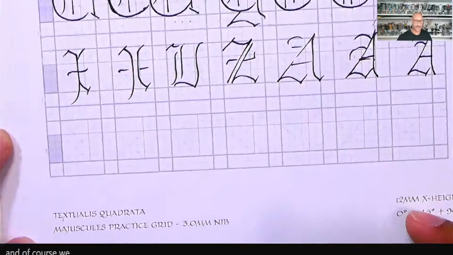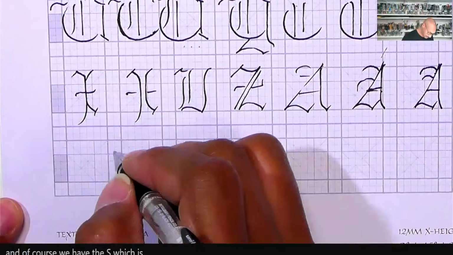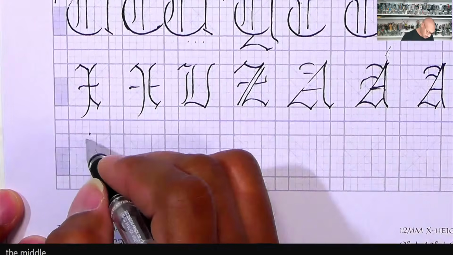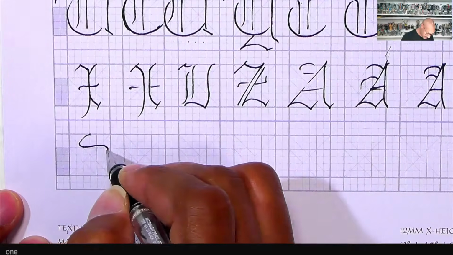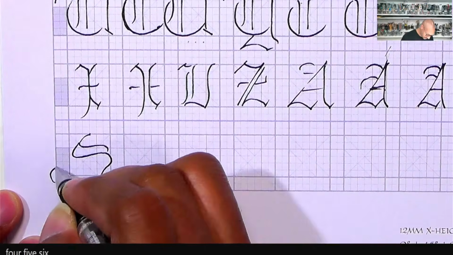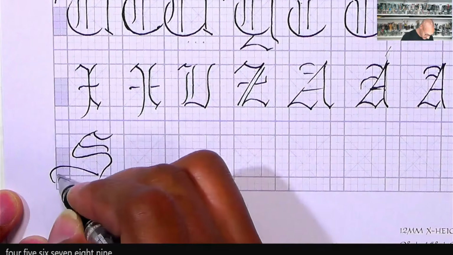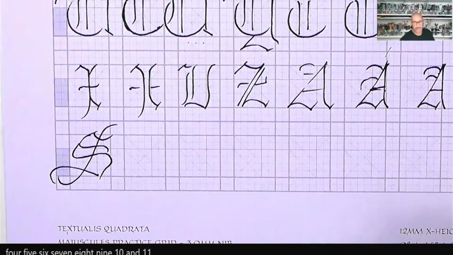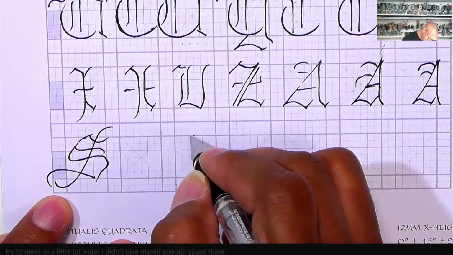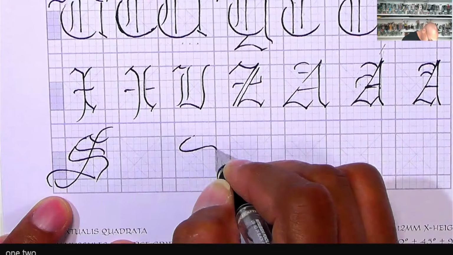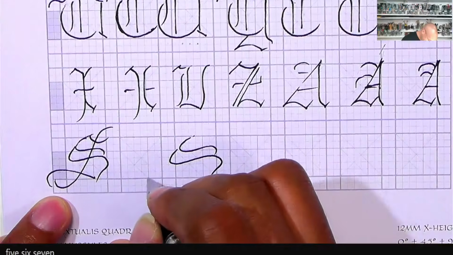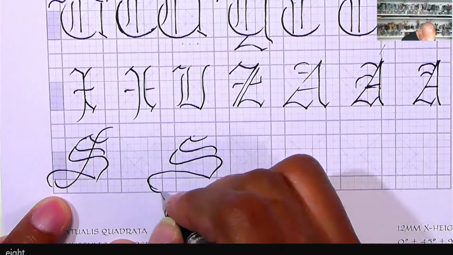And of course, we have the S, which is 1, see middle, 1, 2, 3, 4, 5, 6, 7, 8, 9, 10, and 11. So I'd make that a little bit wider. I didn't give myself enough space there. 1, 2, 3, 4, 5, 6, 7, 8, 9, and 10.